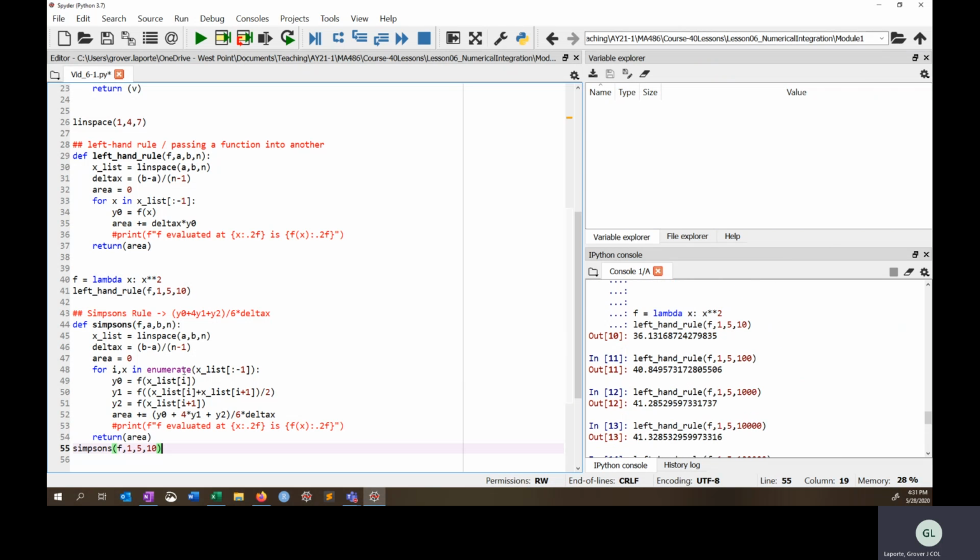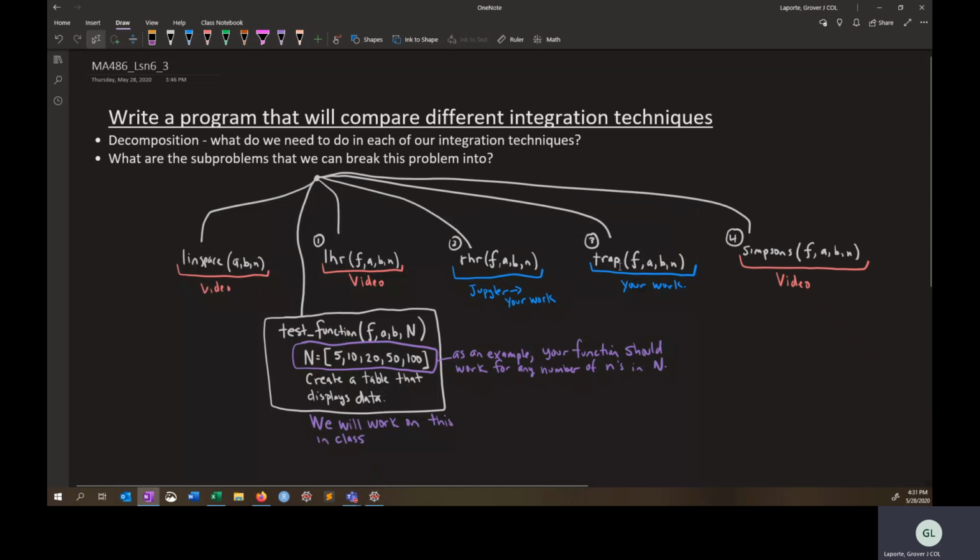Here, left hand rule 41.4. So it was, yeah, it was smaller. So it's coming at it from, yes, okay. So it's a left-hand rule, so it's underneath the curve, and the right-hand rule should be on top of the curve. So you should be coming at it from the different side. And then trapezoid should be better than the left and the right-hand rules, but certainly not as good as Simpsons.